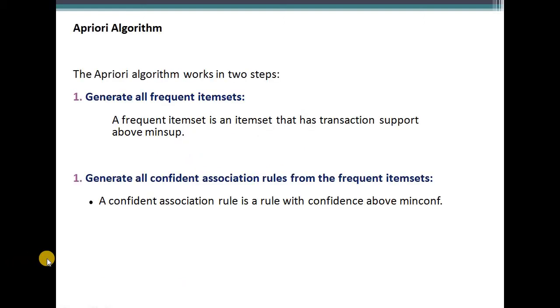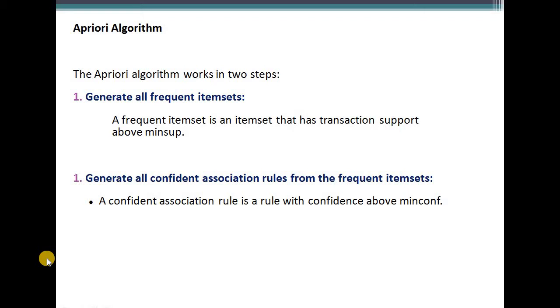The first step is to generate all the frequent item sets, that is, item sets which are frequent in the whole transaction set, and such items are discovered by finding the support value of those items which is greater than or equal to minimum support. So those items which have support value greater than or equal to minimum support are considered to be frequent item sets. The second step is to find all the association rules using these frequent items, and from these association rules select the confident association rules, that is, the rules which have confidence value greater than or equal to minimum confidence.